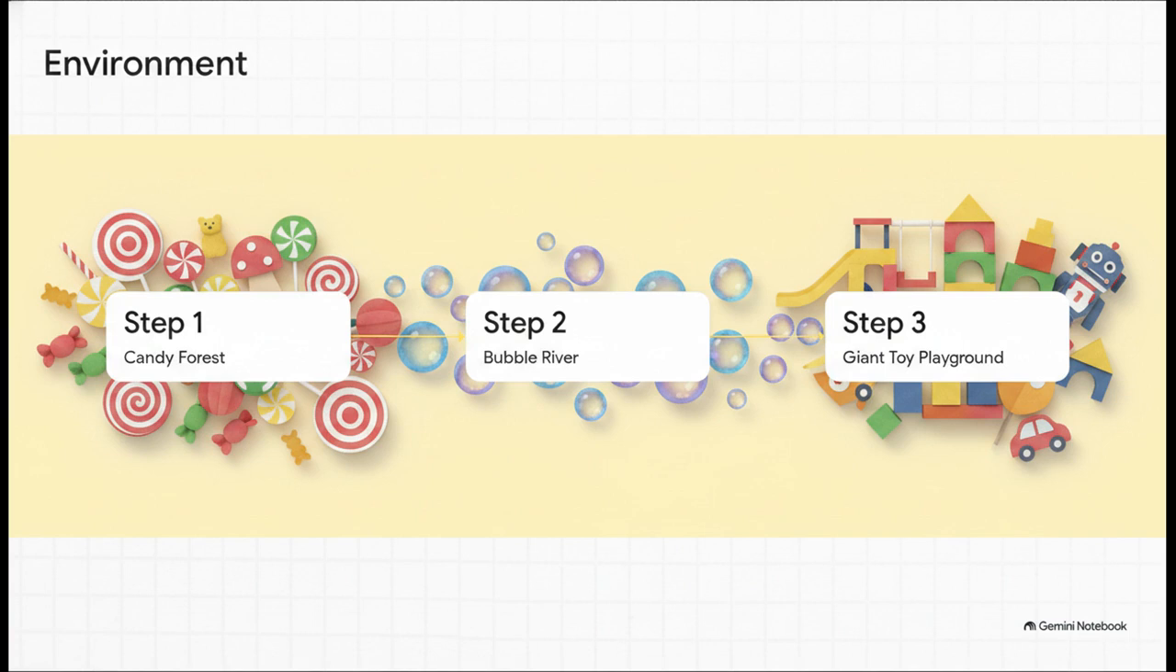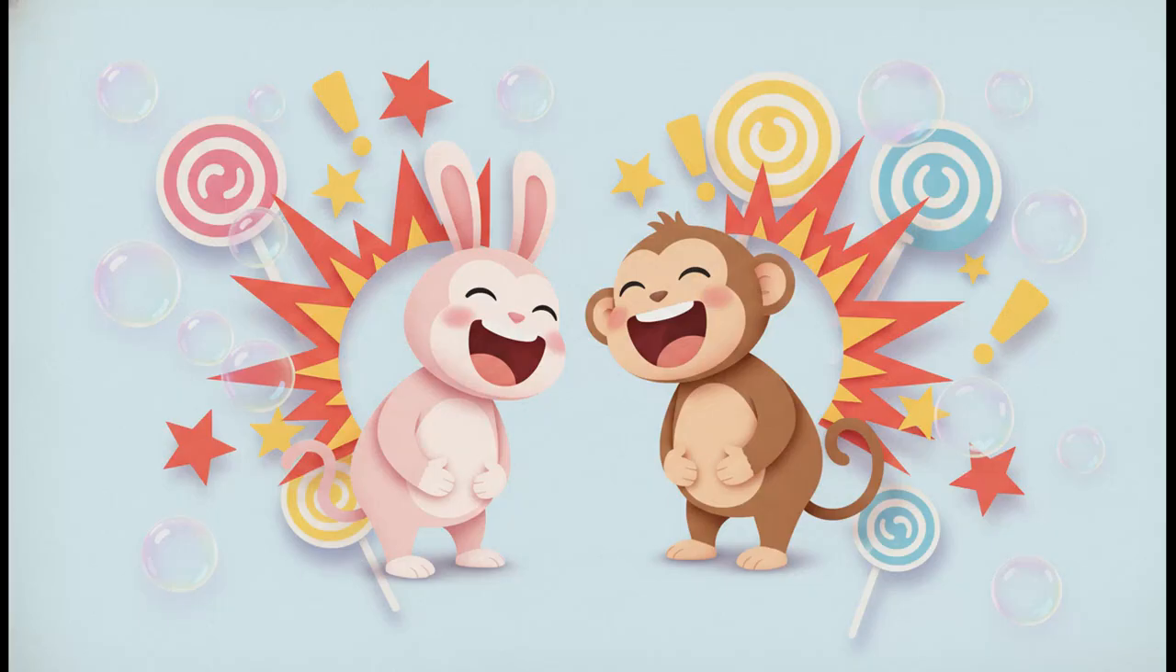Step 2, they cross a bubble river. And step 3, they arrive at a giant toy playground. This is such a brilliant visual retention tactic. By constantly escalating the scenery to these ever more fantastical, over-the-top locations, the video makes sure the viewer's eyes literally never get bored. Honestly, the background is doing just as much heavy lifting as the characters to hold on to that attention.